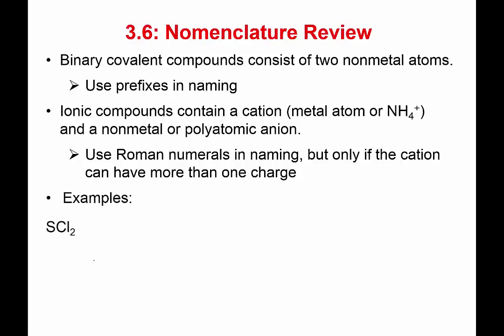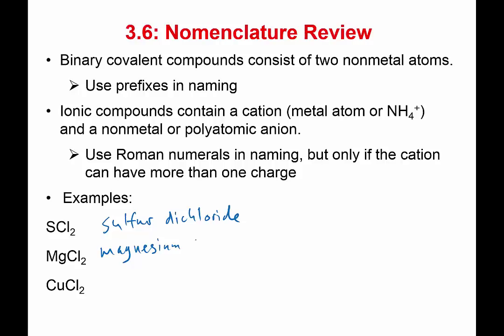So just to finish off, I'll do 3 more examples. Now these compounds look pretty similar. In each case, we have an element bonded to 2 chlorine atoms. SCl2, so S is sulfur. Sulfur and chlorine are both non-metal atoms, so this is a covalent compound, so it's sulfur dichloride. We use the prefixes there. MgCl2 is magnesium chloride, and we don't put a 2 after the magnesium, even though the magnesium is +2. Magnesium's always +2, so we don't use the Roman numeral, and it's not magnesium dichloride.